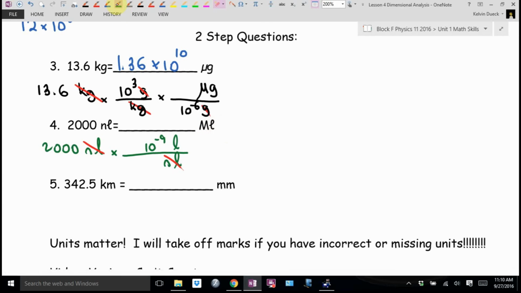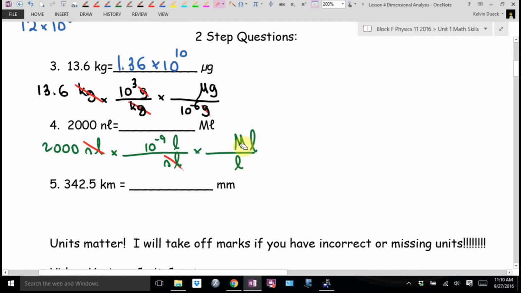Okay. Can you see liters is on the top in this fraction? Where am I going to want it in the next fraction? Bottom, you say? What do I want on the top? What I want to end up with? Megaliters. By the way, this is why I call these 2 steps. Step 1, step 2.